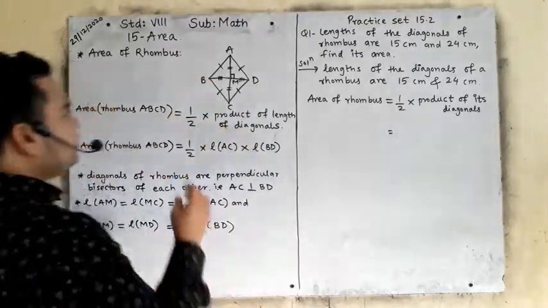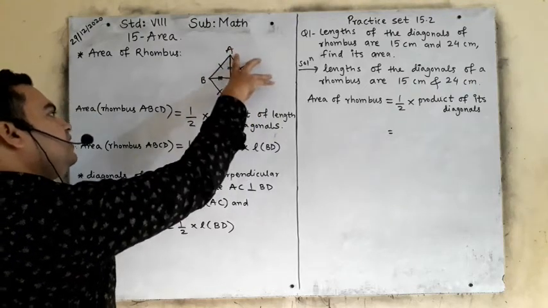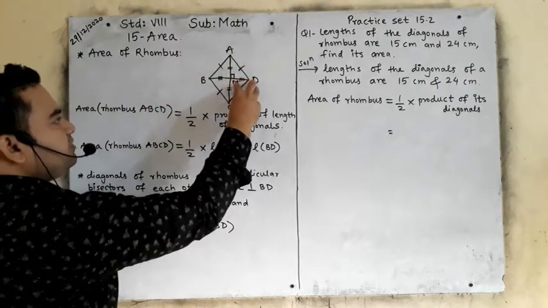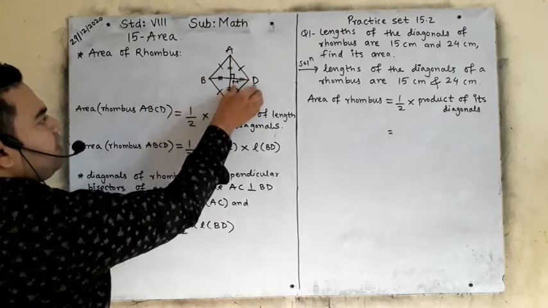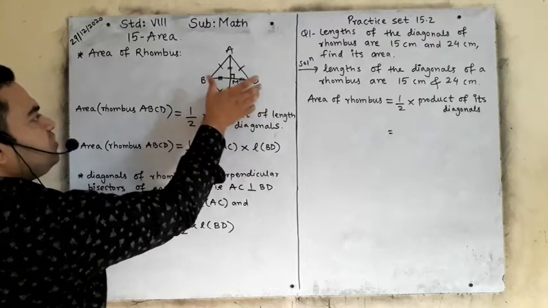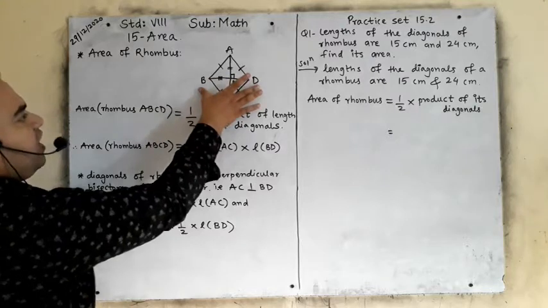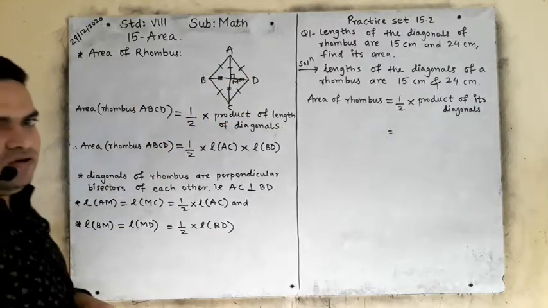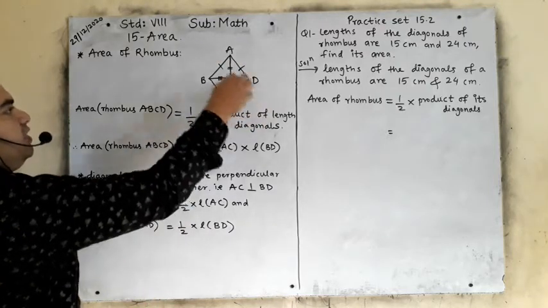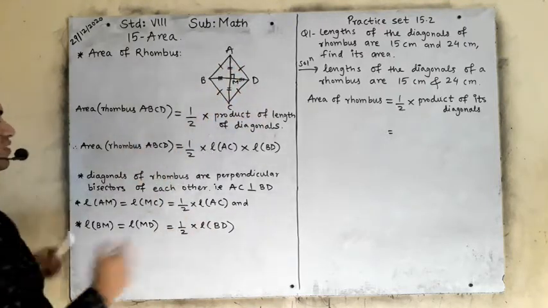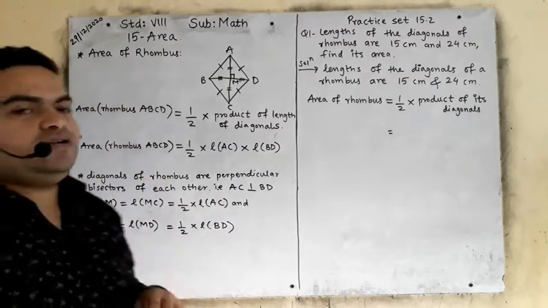So AM is a half part of AC, MC is also a half part of AC. So AM is equal to MC, which is half of AC. BM is a half part of BD, and MD is also a half part of BD. So therefore BM is equal to MD, which is half of BD. So there are two diagonals, AC and BD, and they are perpendicular bisectors of each other. This is how you will solve the questions related to the rhombus.